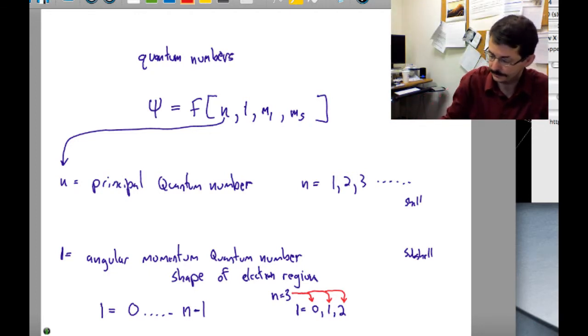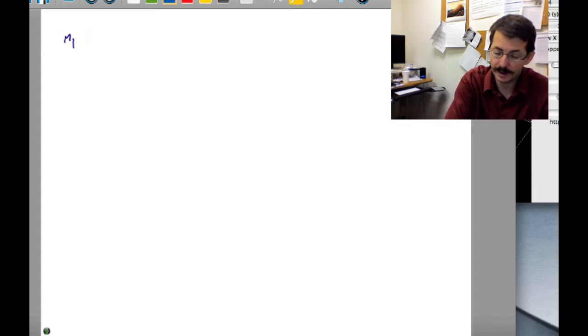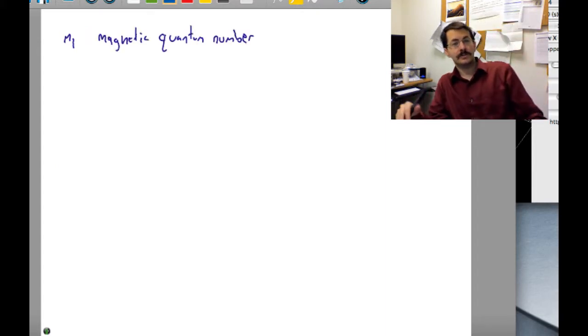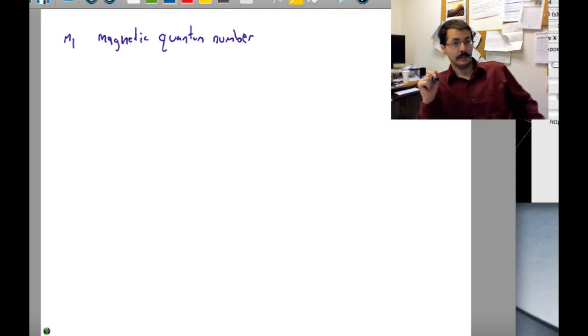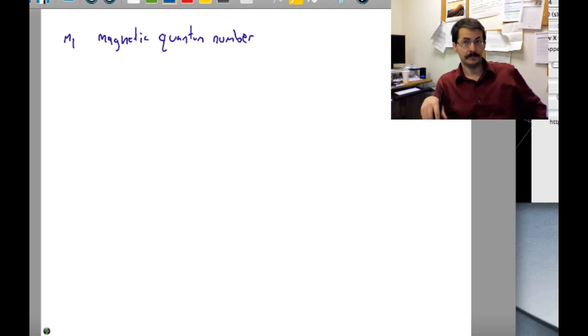Now, the other quantum number, M sub L. M sub L is what we call the magnetic quantum number, and it relates to the orientation of the region within the subshell. For the most part, orientation doesn't matter, except in the presence of a magnetic field or some sort of spatial geometry influencing substance. Where it really shows up actually is in molecules, when atoms start to bind to one another.